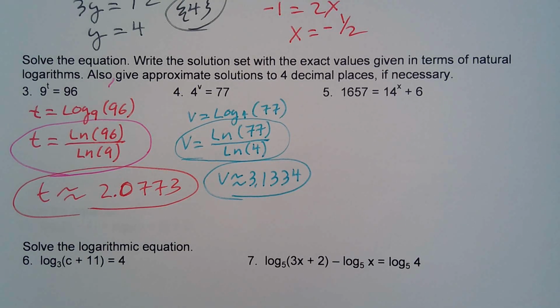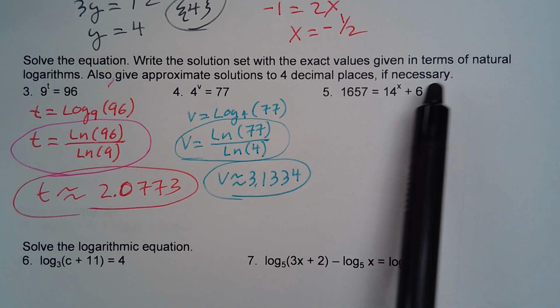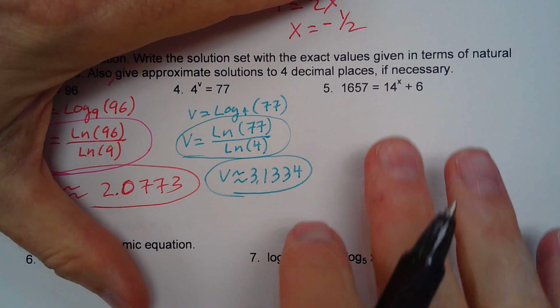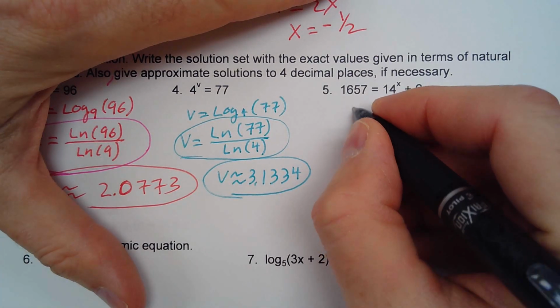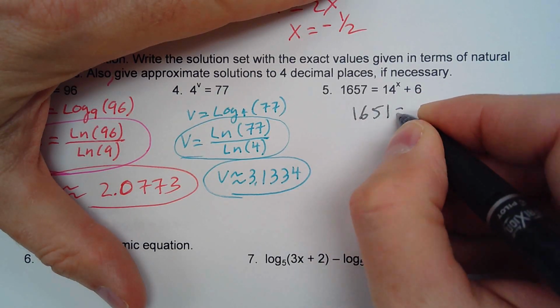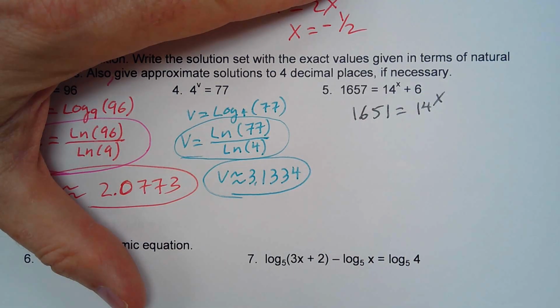For number 5, all right, we've got to get the 14x alone. So I'm going to subtract 6 from both sides. So that'd be 1651 equals 14x.